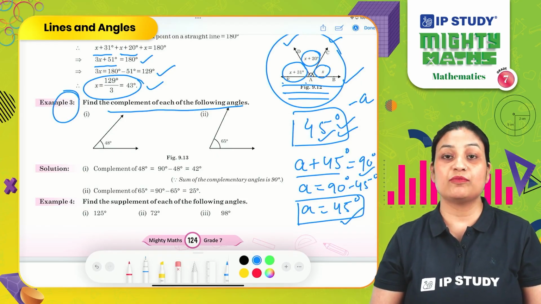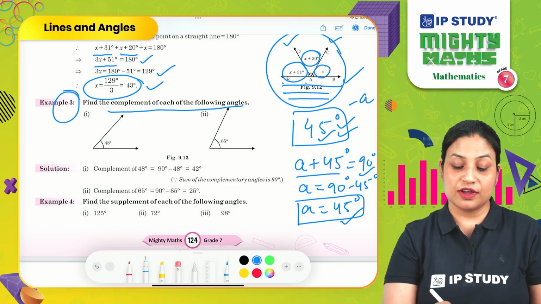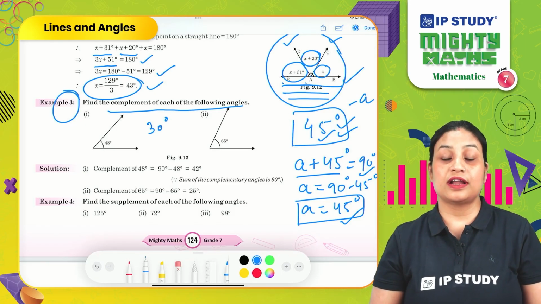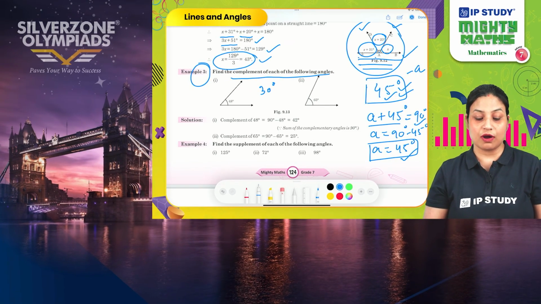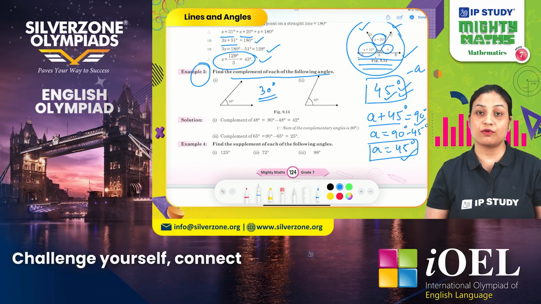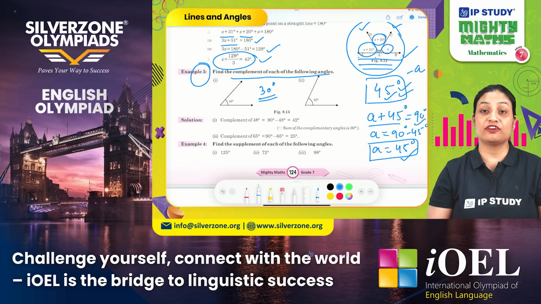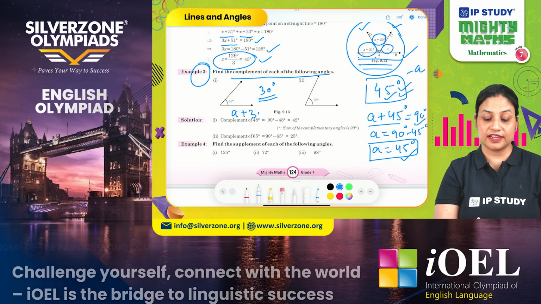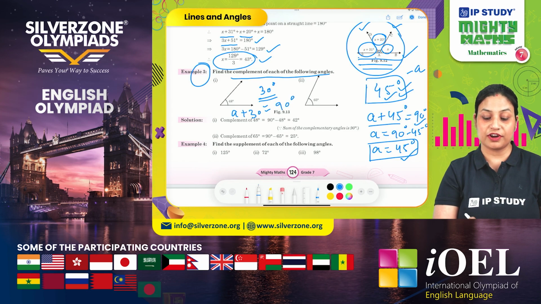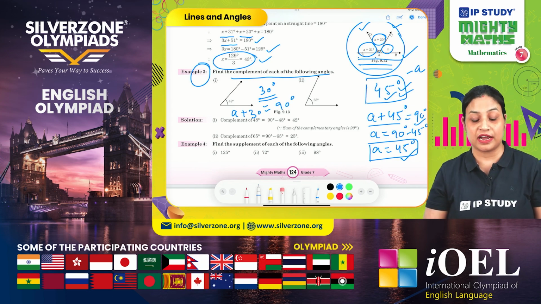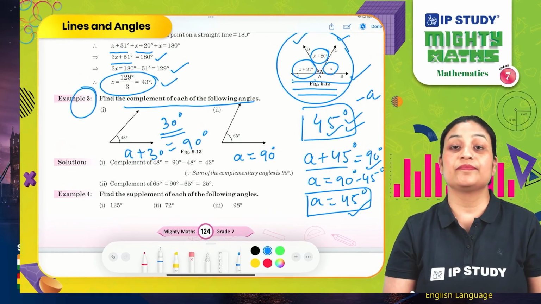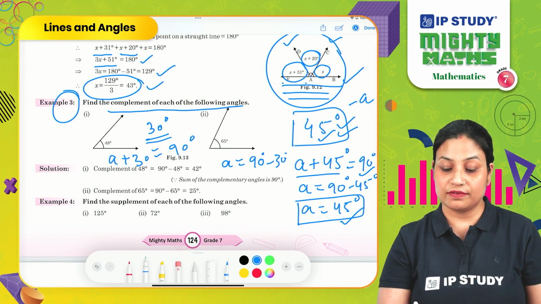Now let's take one more example for this. Suppose you have an angle of 30 degree. Now I will ask you, what is the complement of this angle 30 degree? Let's say the complement of this 30 degree is A. So you will write A plus 30 degree is equal to 90 degree according to the definition of complementary angle. When you solve this, you will get 90 degree minus 30 degree, which is equivalent to 60 degree, right?